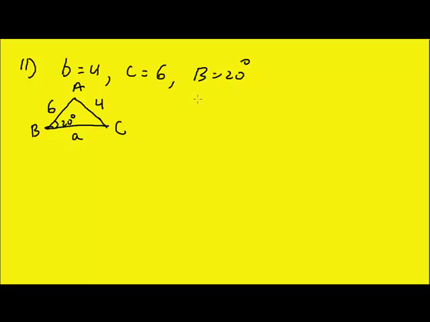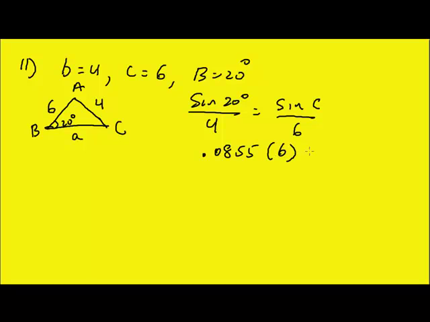Now I can use sine of 20 degrees is to 4 is sine of angle C is to 6. So let's find sine of 20 degrees, and then divide that by 4, and that turns out to be 0.0855. We're going to multiply that by 6, and that's my sine of C. That turns out to be 0.5130, and that's my sine of C.